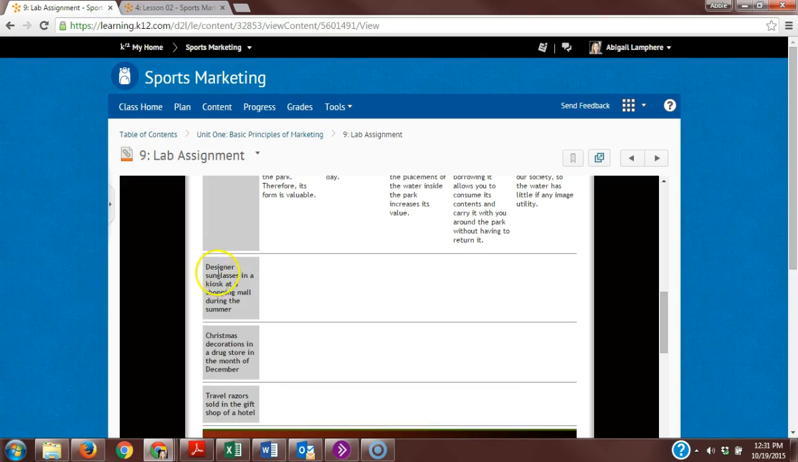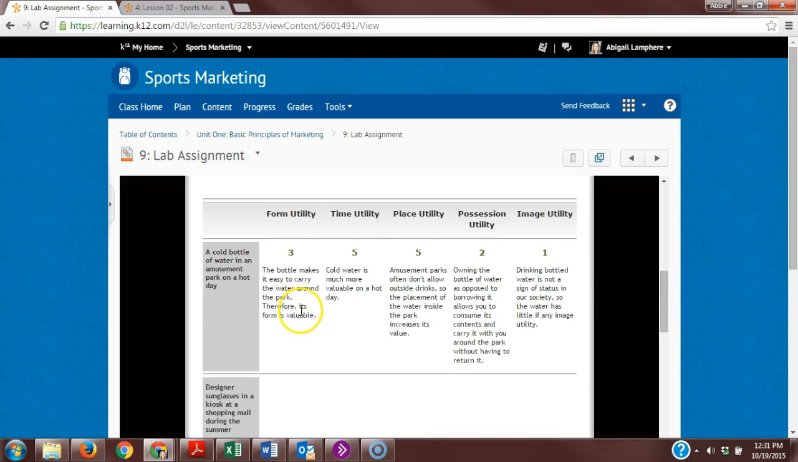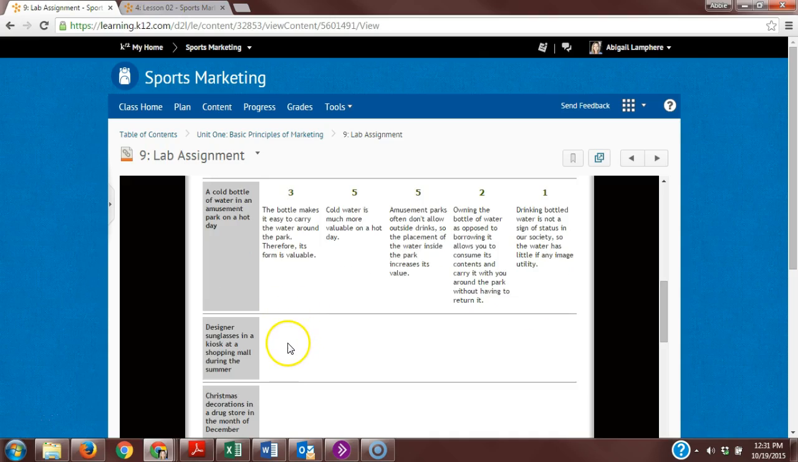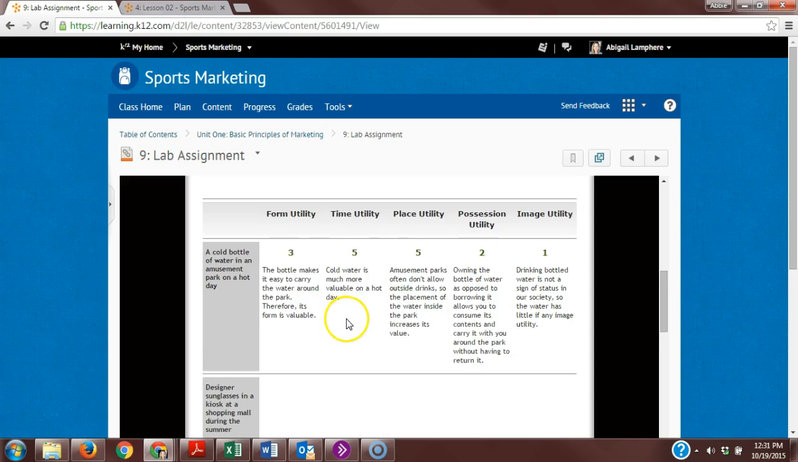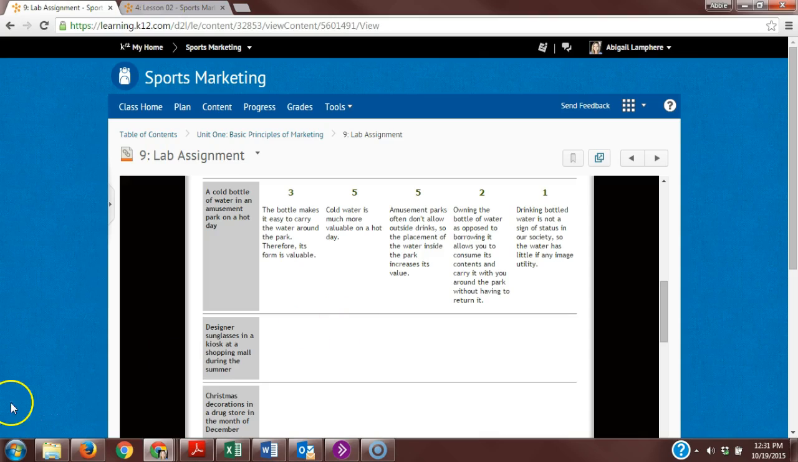Let's look at this next one, designer sunglasses in a kiosk at a shopping mall during the summer. Form utility, when it comes to sunglasses, all sunglasses come pre-assembled. They're there to block the sun. So form utility of the sunglasses might not actually rank very high because they're all pretty similar in the fact that they're put together.